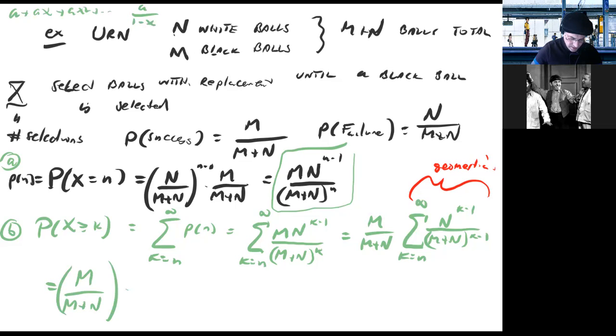Okay, the first term when K is N gives me the first term. That's my A, and it gives me an N over M plus N. The first term is a K minus 1, and then we have to multiply it by 1 over the common ratio here, which is N over M plus N. That's the thing you're multiplying by.